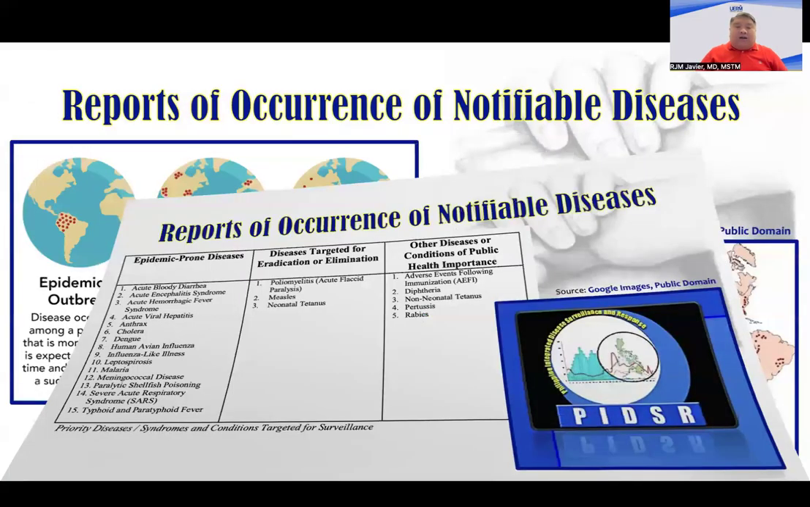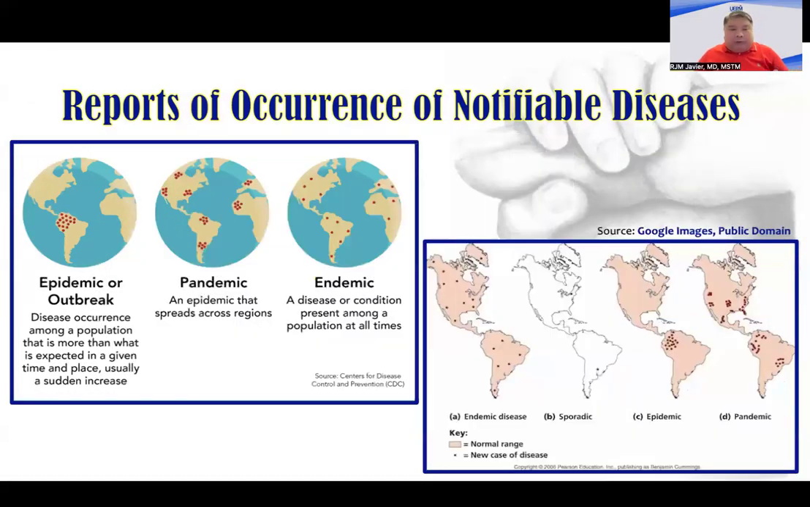So let's talk about epidemic or outbreak. When we say epidemic or outbreak, it refers to the disease occurrence among a population that is more than what is expected in a given time and place. Usually, there is an apparent sudden increase. That is why you need to know what is the common incidence rate.